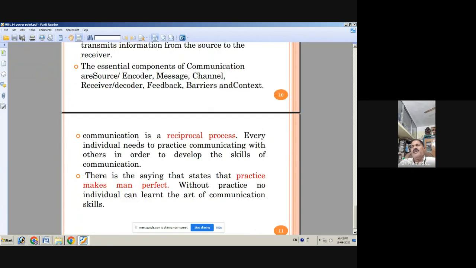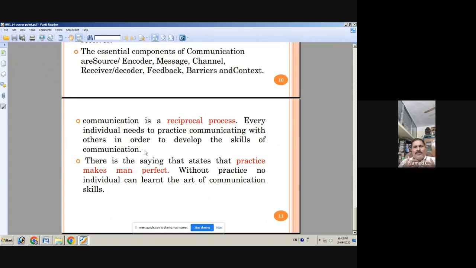And communication is very reciprocal. It means I have to say something to you, and I have to exchange ideas with you. Why will there be an exchange? If you do not say anything and communication is only one-sided, then it is not acceptable. It should be reciprocal by nature. Then every individual needs to practice communicating, which will make it more effective.